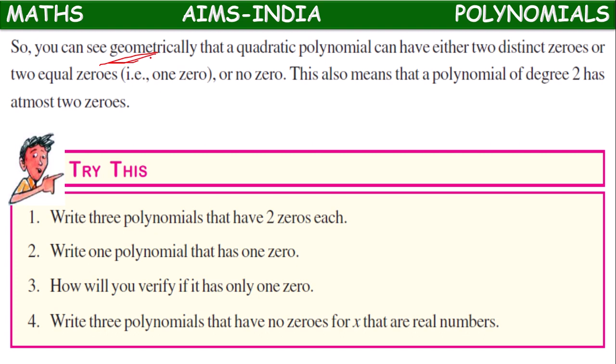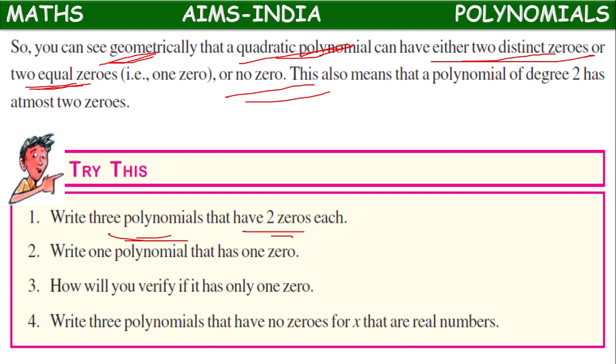So geometrically, a quadratic polynomial can have either two distinct zeros, or two equal zeros, or no zeros. Out of these three conditions, any condition may be possible, children. Next, children, try this. Write three polynomials that have two zeros each. You have to write them such that each polynomial will have two zeros.